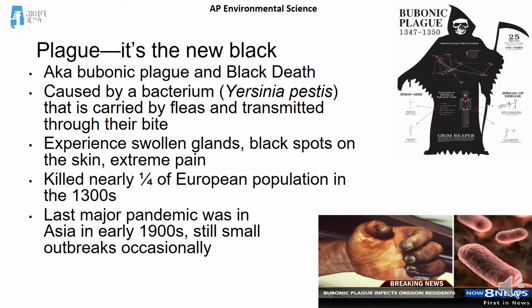Plague, also known as bubonic plague or Black Death, is caused by a bacterium, Yersinia pestis, that is carried by fleas and transmitted by their bite. Victims experience swollen glands, black spots on the skin, and extreme pain. It killed nearly a quarter of the European population in the 1300s. The last major pandemic was in Asia in the 1990s. Still, small outbreaks occasionally occur.